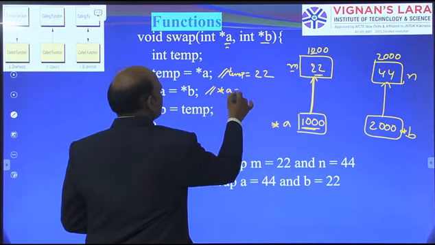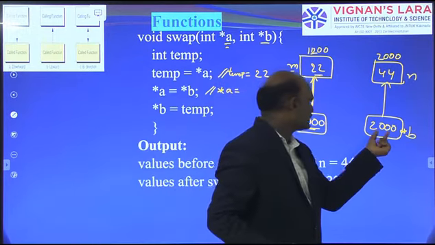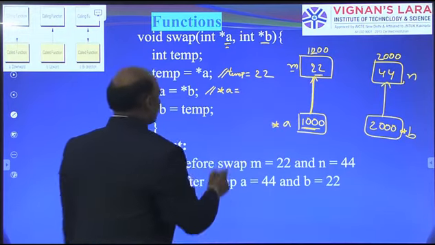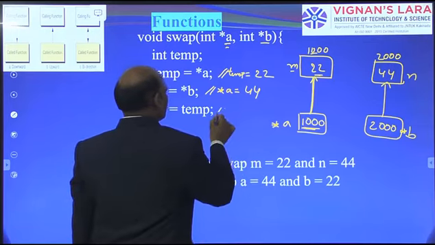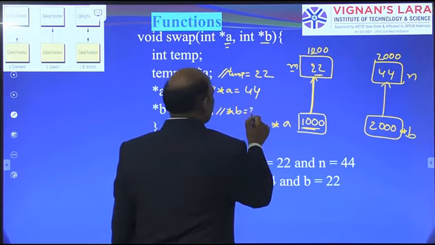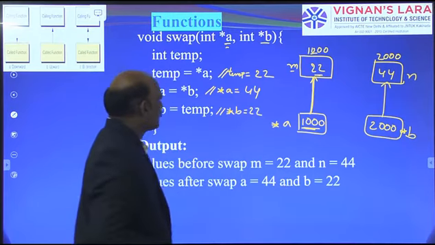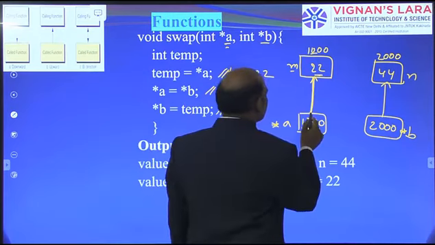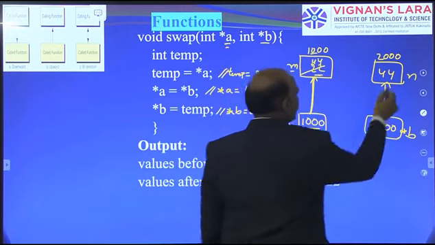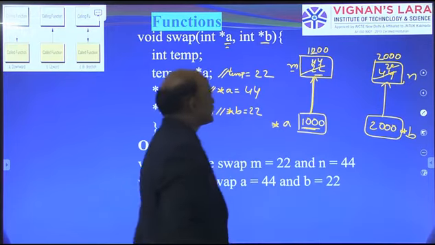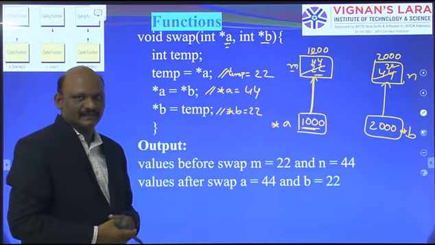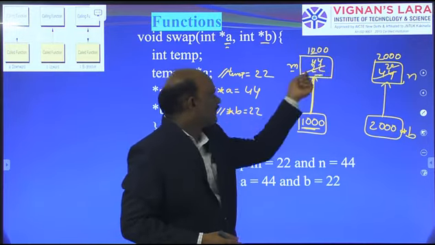Then *A equals *B. B is the address, and *B is the value which the pointer points to, so 44. Then *B is equal to temp. Temp value is 22, right? So *A now becomes 44 and *B becomes 22. So directly we can modify the original copy with the help of an address.